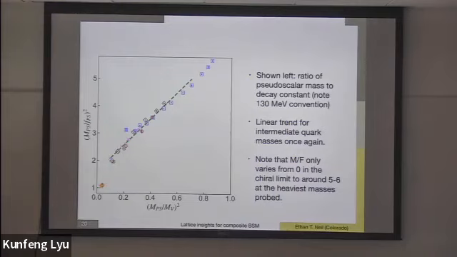This ratio m over f squared only gets up to about 5 or 6. Yeah, so keep that in mind. I'm going to use that on the next plot. So now here's a theory.